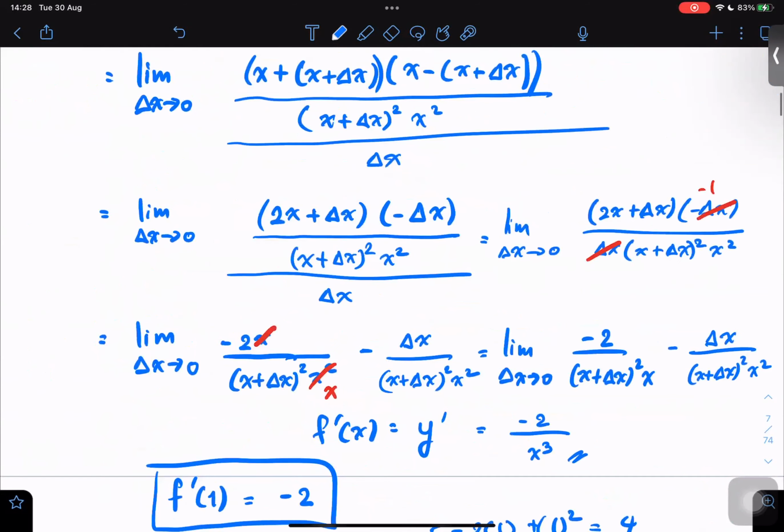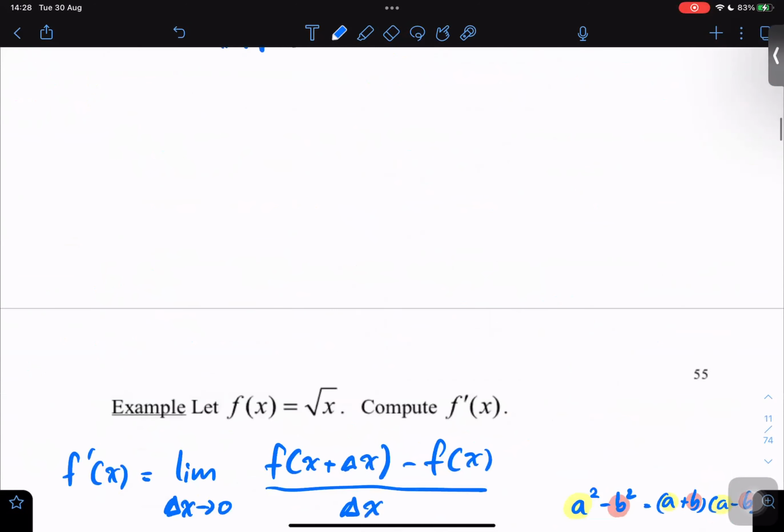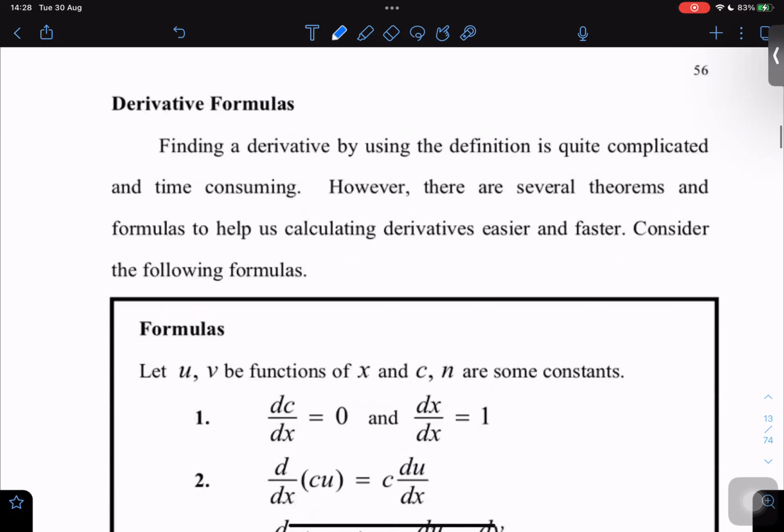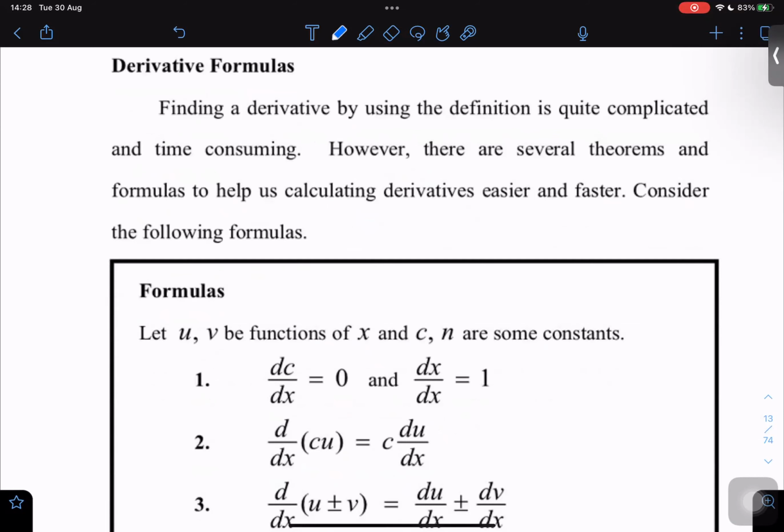Okay, so you can use another approach, which is using the derivative formula. Calculating the derivative is much easier and faster.